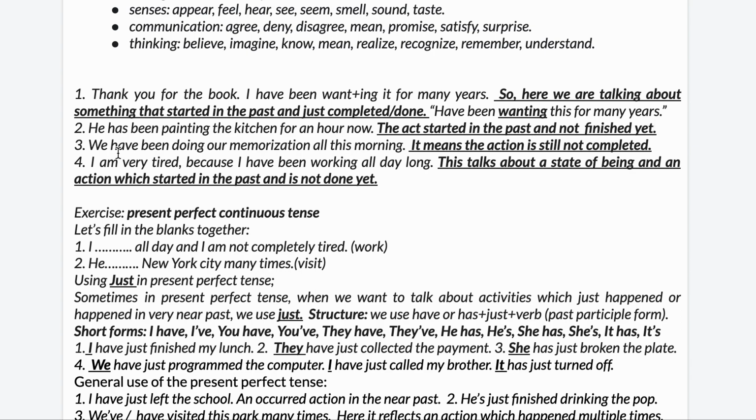The next example: we have been doing our memorization all this morning. It means the action is still not completed. I'm very tired because I have been working all day long. So it means I'm tired right now. I've been working all day long. So the action is still going on. This talks about a state of being and an action which started in the past and is not done yet. So this was the example.